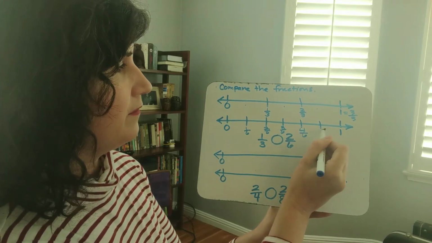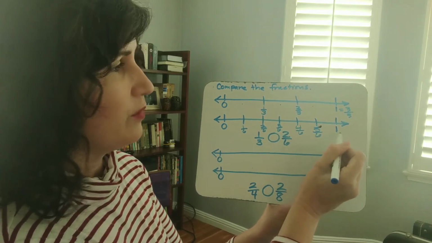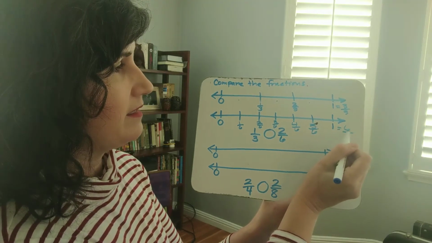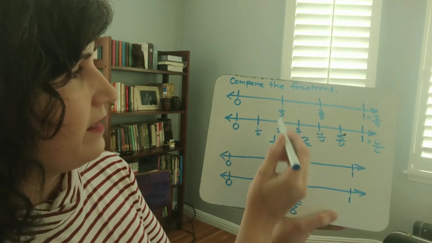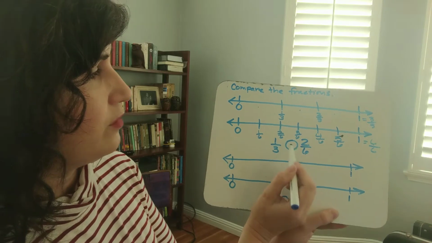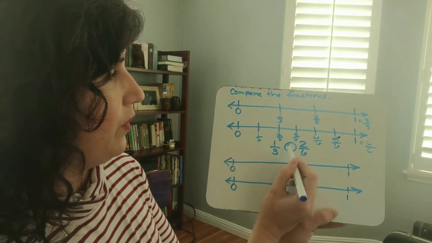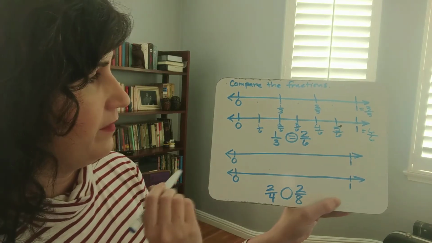4/6, 5/6. So hard to say that. And 6/6. Okay, so I can see here that 1/3 and 2/6 are equal. They are equal to one another.